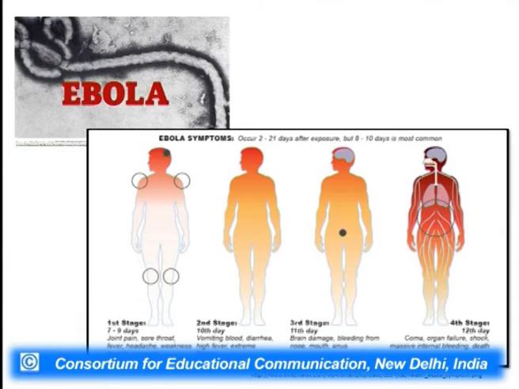In the third stage, that is on the 11th day, there is brain damage, there is bleeding from nose, mouth or anus. And in the fourth stage, which is happening on the 12th day, the person undergoes comatose also. It could cause organ failure also, shock, massive internal bleeding, and eventually the person dies within 12 days. Now Ebola is actually becoming a dreadful disease, specifically in African countries.